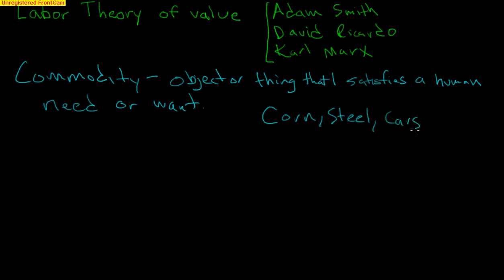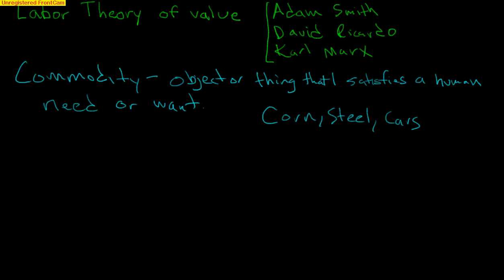So examples of commodity would be something like corn, steel, cars. These are commodities. They can be bought or traded things. So we're talking about real things. So it doesn't really matter what we use the corn for. Maybe it's corn that we use to feed cattle, or maybe it's sweet corn that we put butter and salt on and eat ourselves. Okay, these are all commodities.